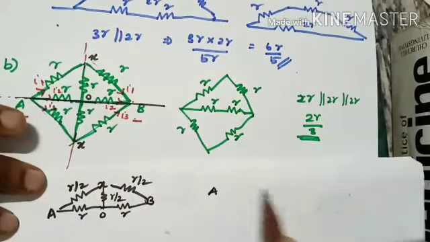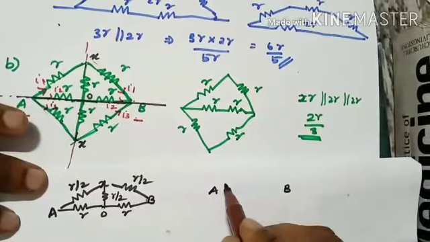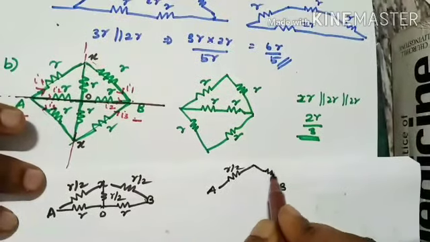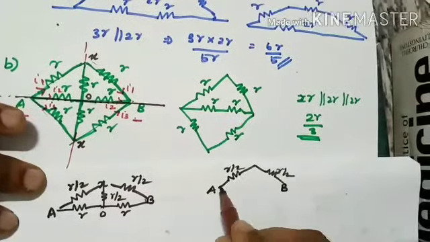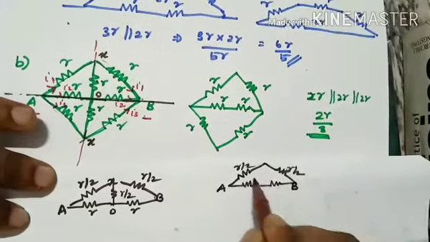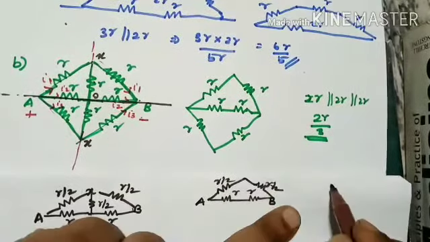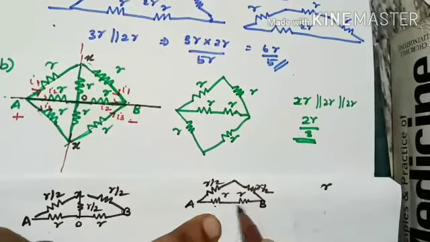So there is A and there is B. There is a single resistance R by 2 up, this is another R by 2, this is an R and this is an R. Now find the equivalent resistance. The R by 2 resistances in series become R, and R and R become 2R.